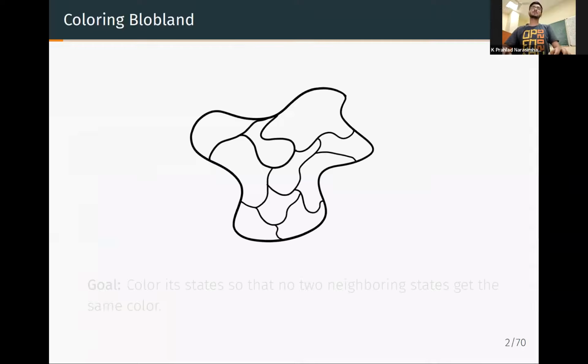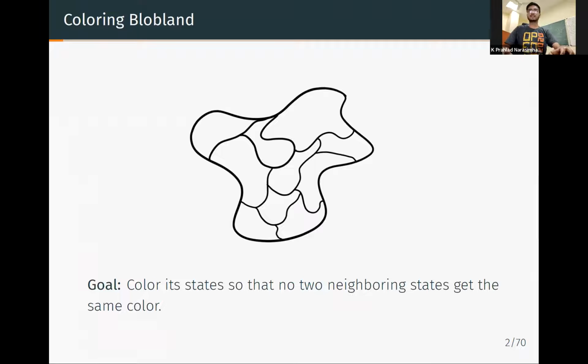So what we have is this map. We'll call it a map of some fictional country, let's say Blobland. Our goal is as follows: we want to color its states so that no two neighboring states get the same color. Chi-Ning briefly mentioned this in his talk, but I'm repeating it for the sake of completion. Why do we want to do this? Mostly aesthetics. It looks better if no two neighboring states get the same color, so that people don't confuse them.